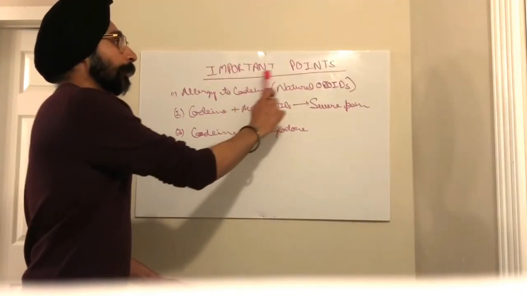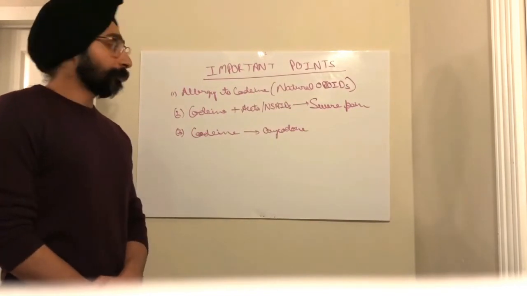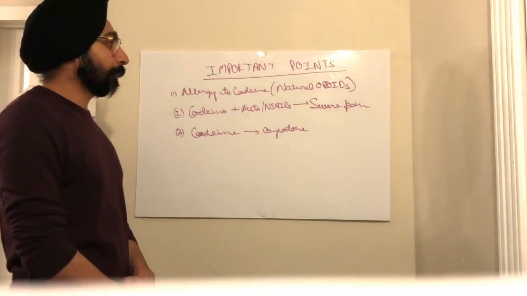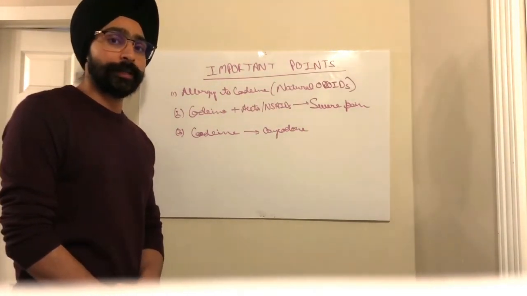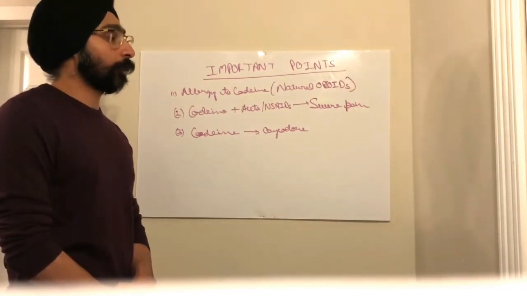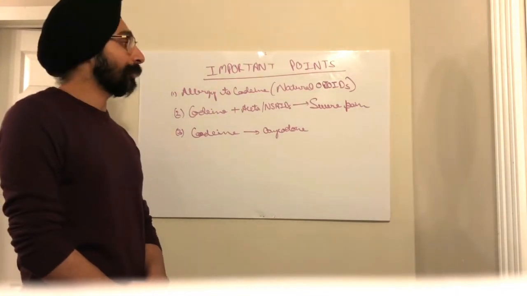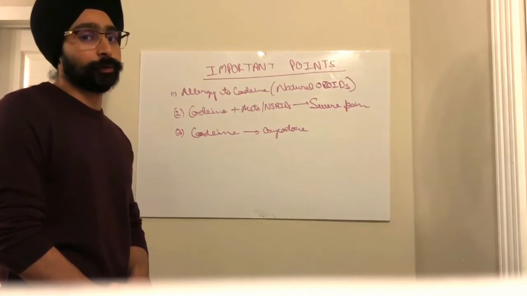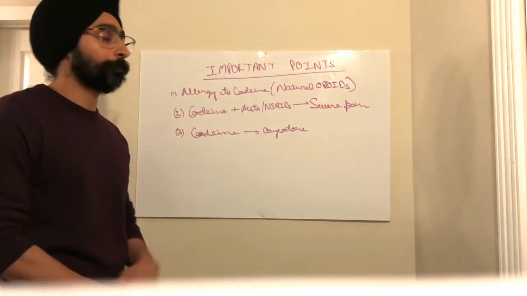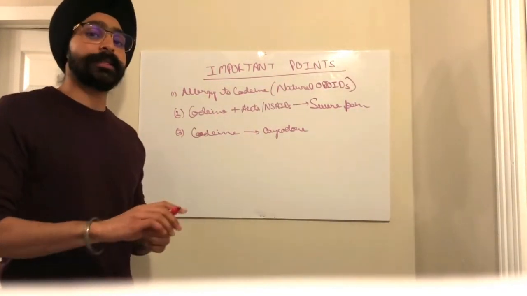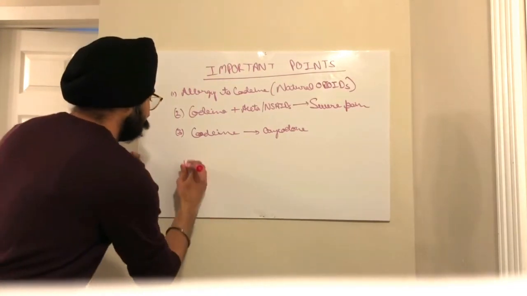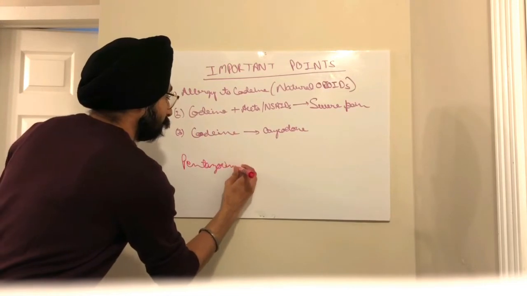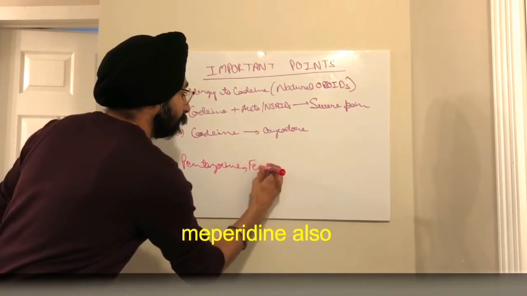Here are some important points regarding opioids. The first point is, if a patient is allergic to codeine or any other natural opioids, then all of the natural opioids, for example morphine, or semi-synthetic ones like hydromorphone or oxycodone, are also considered contraindicated in that patient. In that case, we can give synthetic opioids, for example pentazocine or fentanyl.